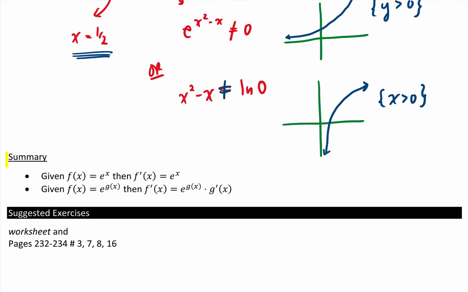Alright, so let's summarize what we just learned. We learned that if you have the function e of x, then its derivative is e of x. If you have the composition of e to the g of x, then this derivative is e to the g of x. Then we're going to multiply by the derivative of the inside, and that would be g prime of x.